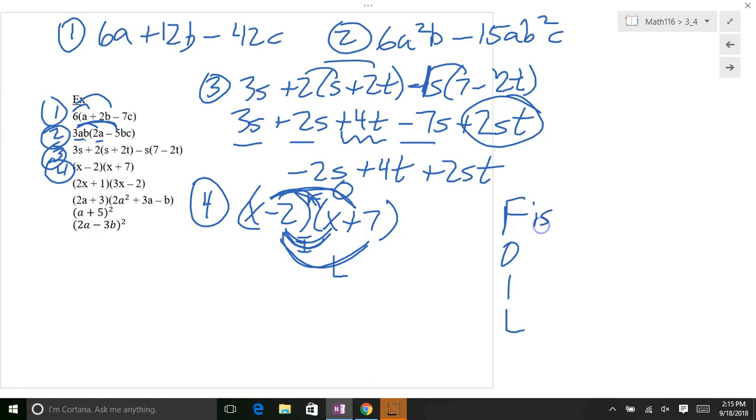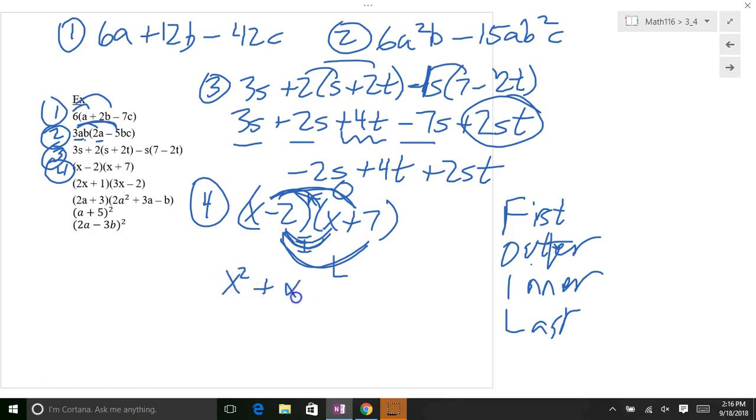So first, outer, inner, my goodness, and last. Gosh, terrible spelling there. Anyways, we've got x times x, we've got x squared. So that's the first one.